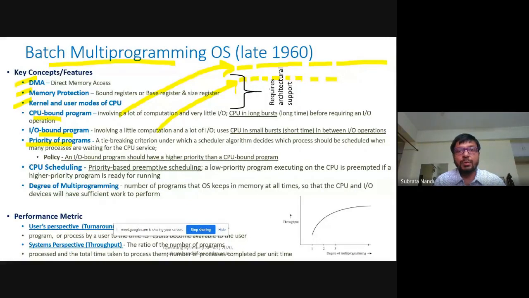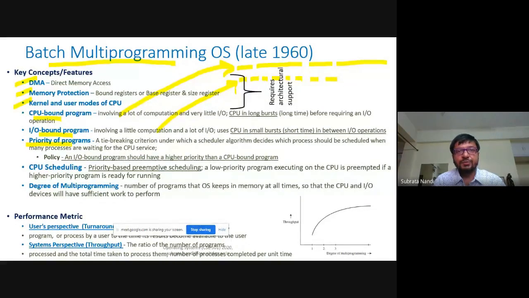Now, when you have a mix of programs, some of them IO bound, some of them CPU bound, what will be the policy so that both the utilization of the CPU and IO is maximized? Can you think of it? There are only two possible options. One is you give more priority to the CPU bound processes, or you give more priority to the IO bound processes. Okay, and which one should we prefer?